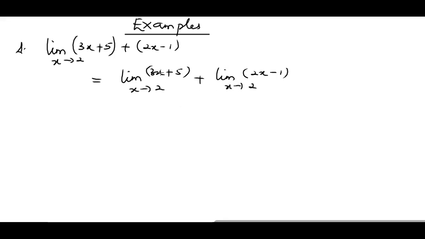So the meaning of x tending to 2 here is wherever you see x, you put 2. So this will be 3 into 2 plus 5 plus 2 into 2 minus 1. So this is 3 multiplied by 2, 6, 6 plus 5, 11, plus 2 multiplied by 2, 4, 4 minus 1, 3. So we have 11 plus 3, and that is 14. So the limit of this function is 14. And that is how to apply the sum law.